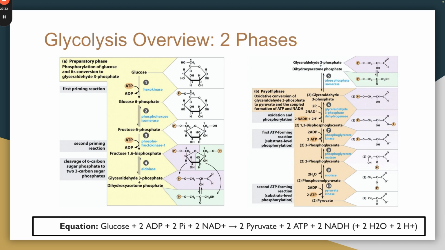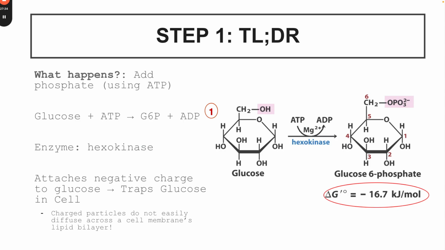Any other questions? Okay. So step 1, what happens? We add a phosphate using ATP. So our equation is glucose plus ATP makes glucose 6-phosphate and ADP. And the reaction is seen in this beautiful diagram. And the enzyme is hexokinase. I'm sure you may have heard it already, but a kinase is something that transfers a phosphate to a molecule. And so for glycolysis, we're usually using kinases.